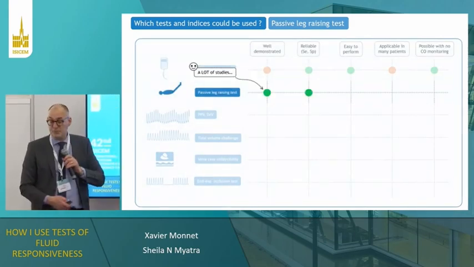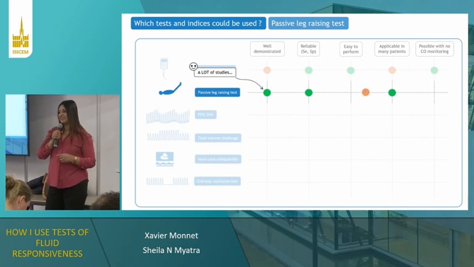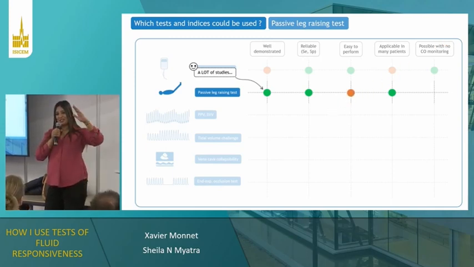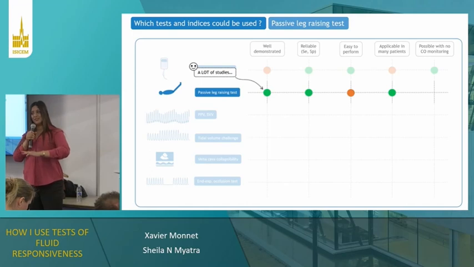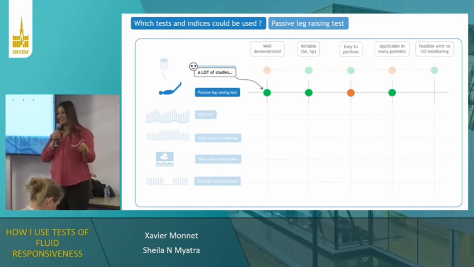Sorry, what is the advantage of this test? What's the beauty of this test? It's like an auto fluid challenge, right? And you're mobilizing a good volume. 300 ml is not less, right? It's more than 4 mL per kg. And it's completely reversible. What are the limitations of doing this test?